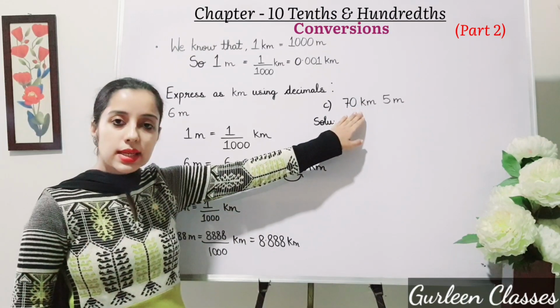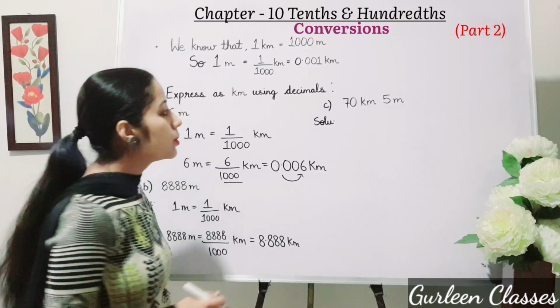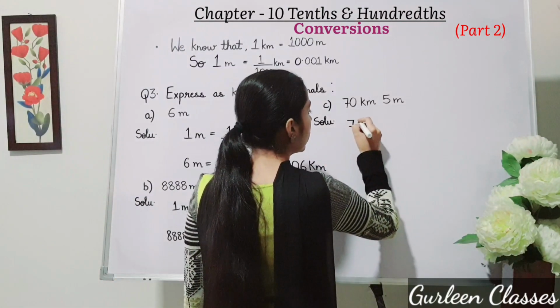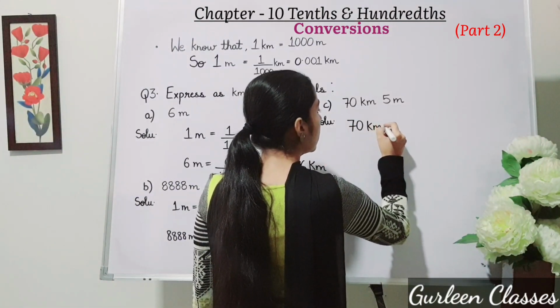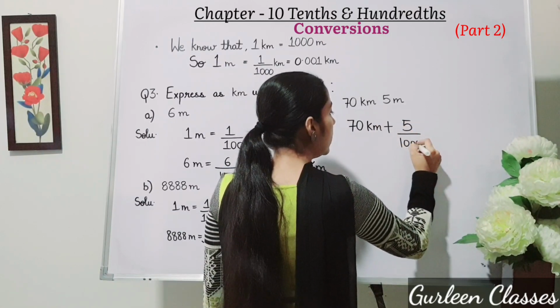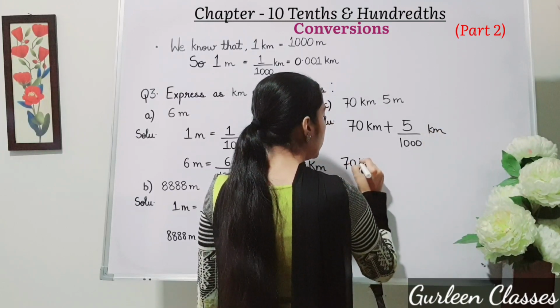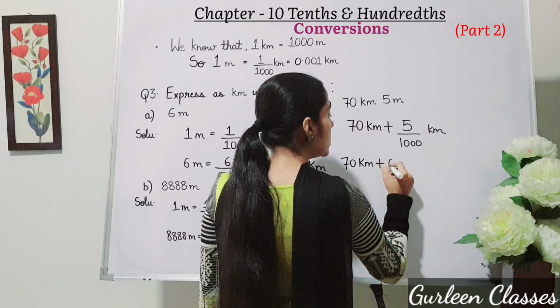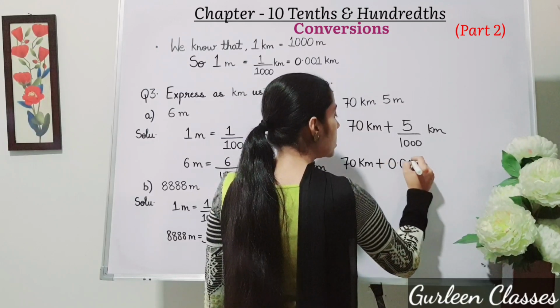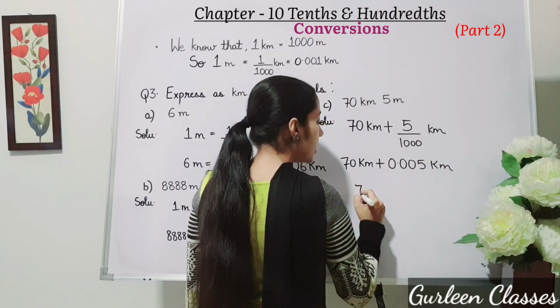Now C, 70 kilometer 5 meter. Kilometer will remain as it is. We will convert meter into kilometer. Let us do this. 70 kilometer plus 5 upon 1000 kilometer. 70 kilometer plus 0.005 kilometer. So students, add this. How will you add?